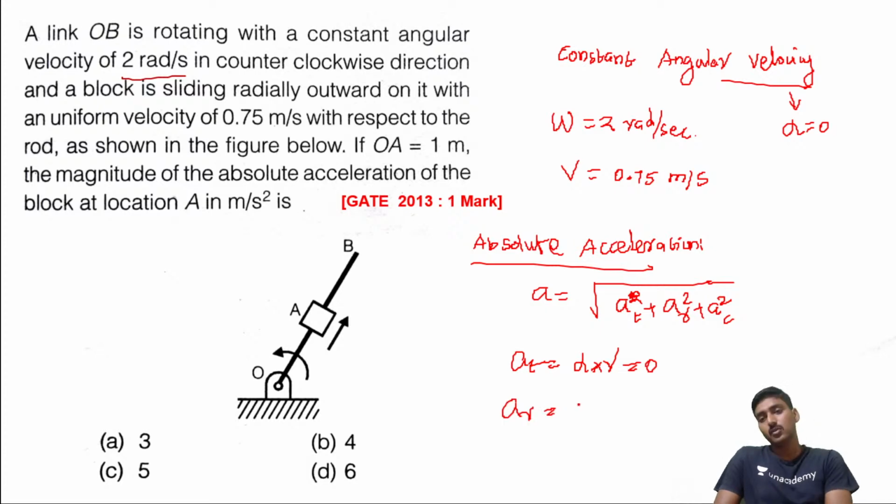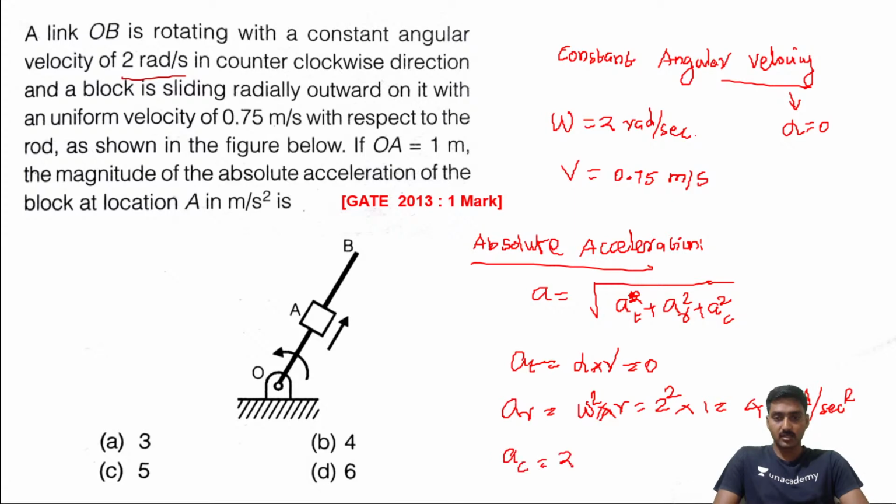AR is equal to omega square into r. Omega square is 2 square into radius, OA is equal to 1. It's 4 meter per second square. Now AC, the Coriolis component of acceleration, is 2 v omega. 2 into velocity 0.75 into omega 2. 4 into 0.75 is equal to 3 meter per second square.